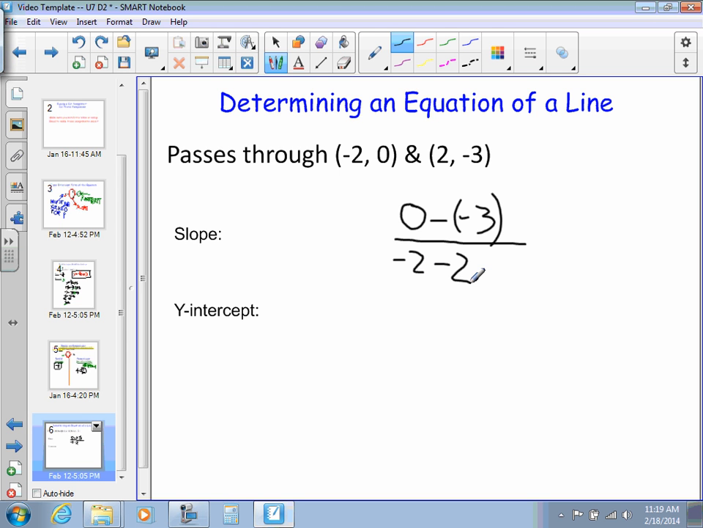When I do this, I now have, let's see here, this minus and negative, those cancel out. I've got 3 over negative 4. So my slope is now negative 3 over 4. Okay, now I need a y-intercept and I need to calculate that. So I've got y equals negative 3 over 4 x plus b. I need to plug in for my x and y and solve for b.